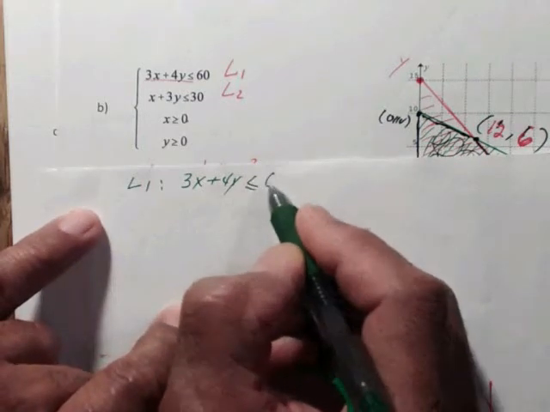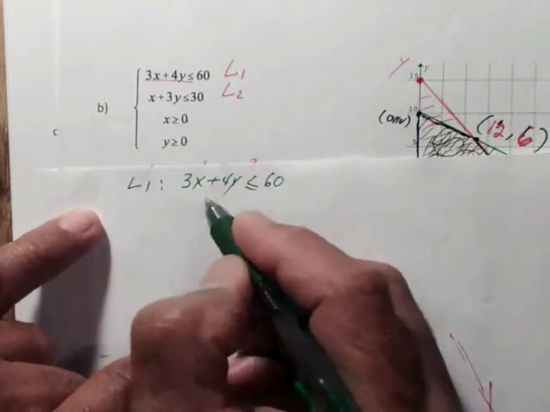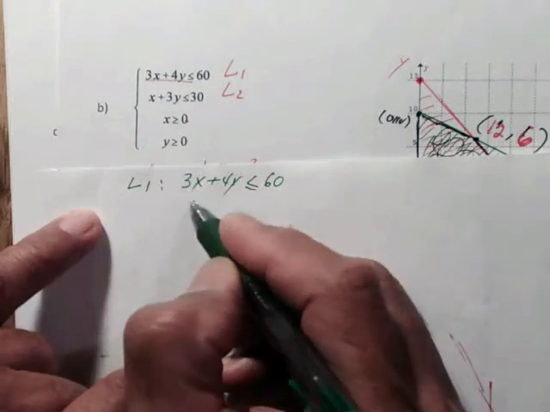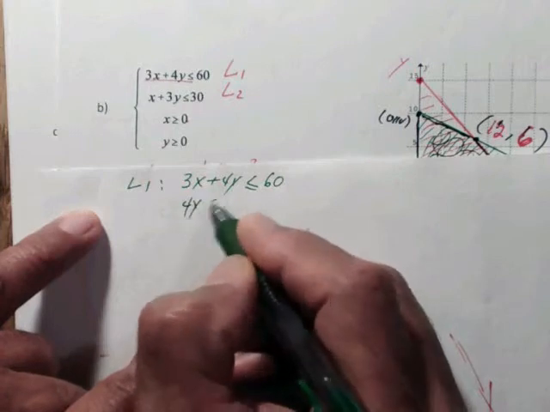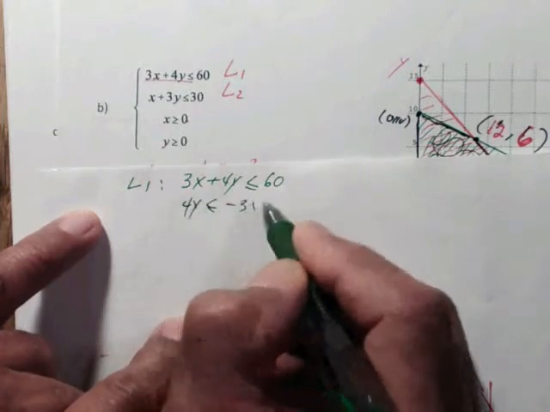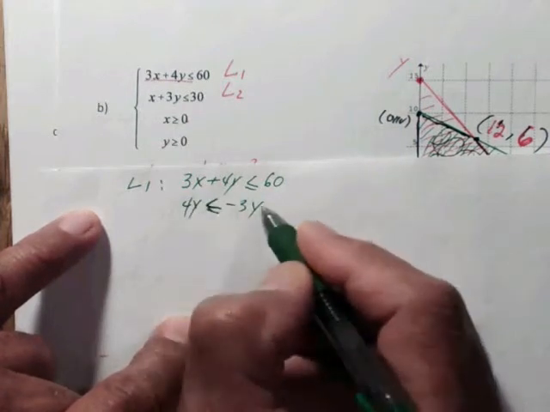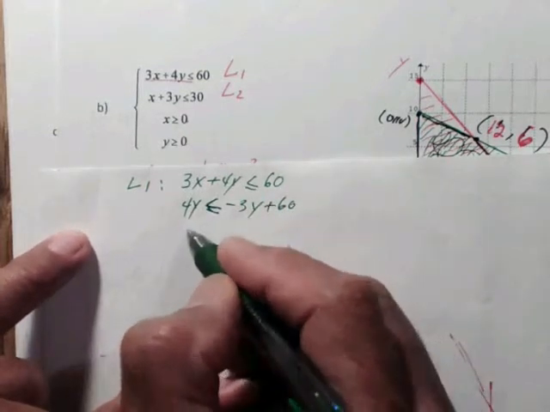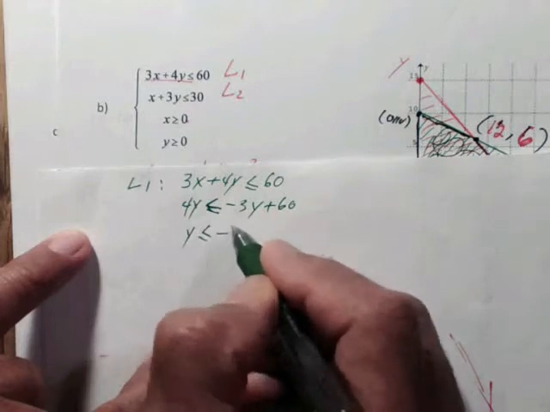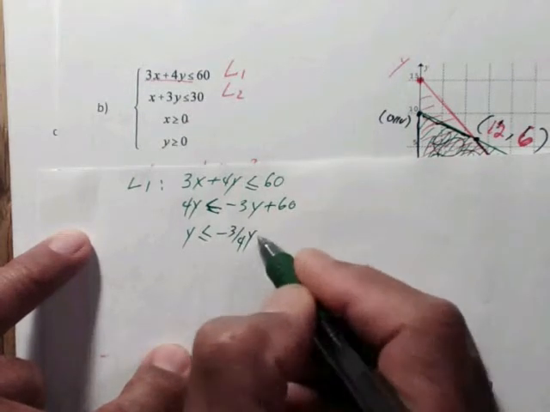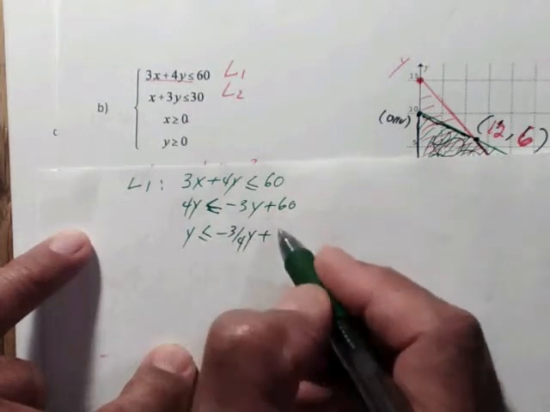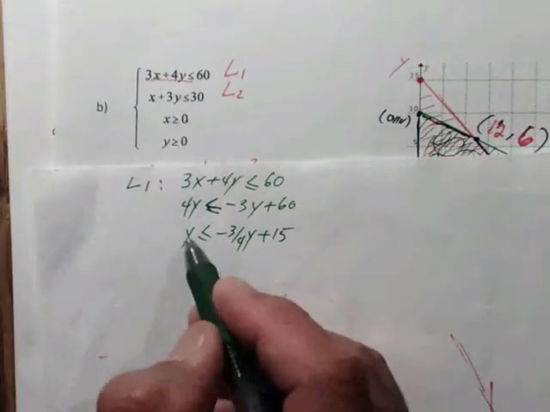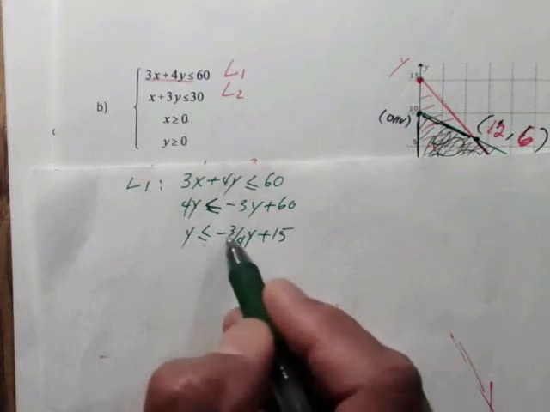Less than or equal to 60, then just subtract negative 3x. We just take 3x to the right side for y less than or equal to negative 3x plus 60. And if you divide by 4, y less than or equal to negative 3/4 x plus 15. Okay, you see, so I have y by itself. Now I can put it in the calculator.